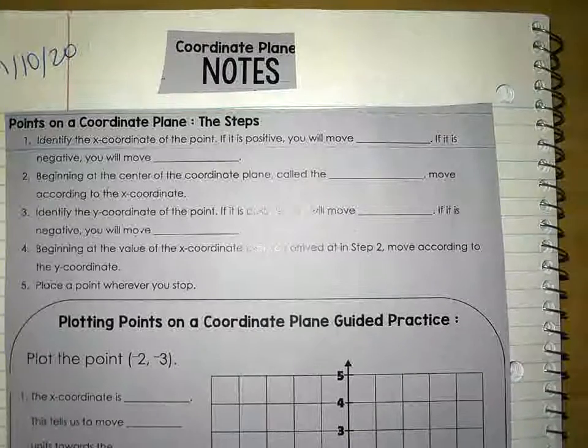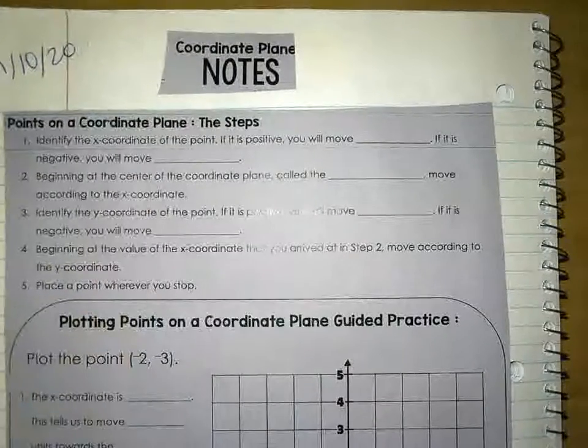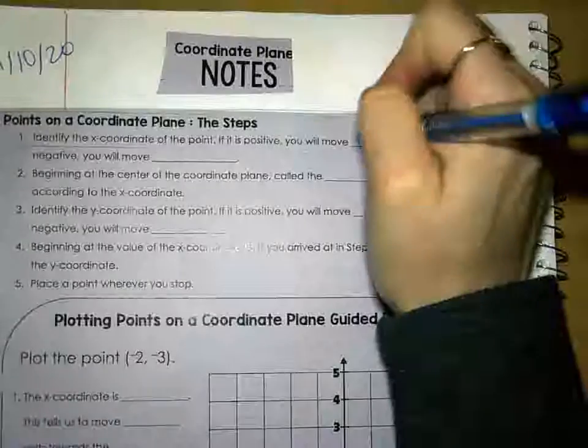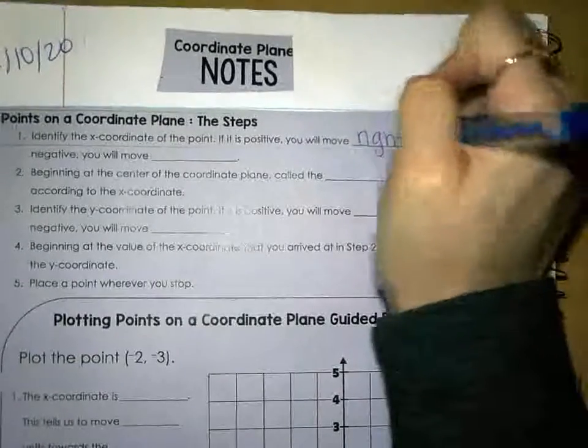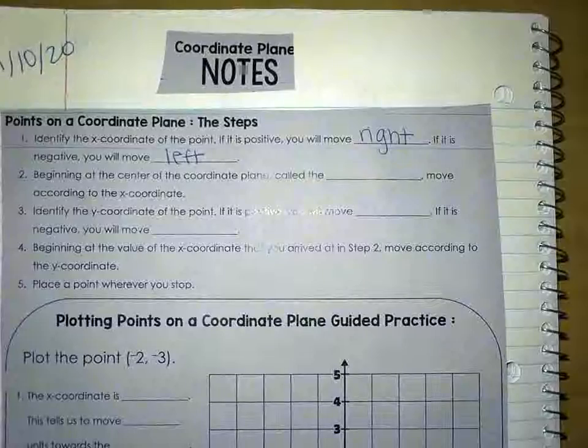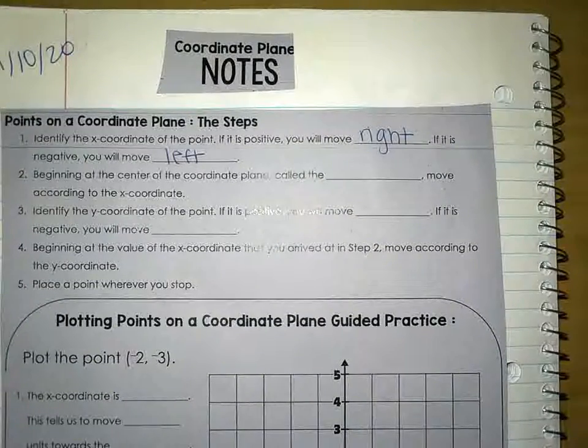Okay? Identify the x-coordinate of a point. If it is positive, you will move what direction? Right. So when we're talking about x's and it's positive, we move to the right. If it's negative on the x, we move to the left. So here's how we do it.